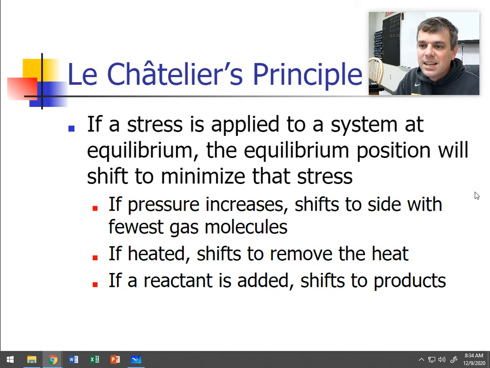If you add a reactant, it would shift to the product side to try to produce more products. If you remove a reactant, it would shift back to the reactant side to try to make more of that reactant.